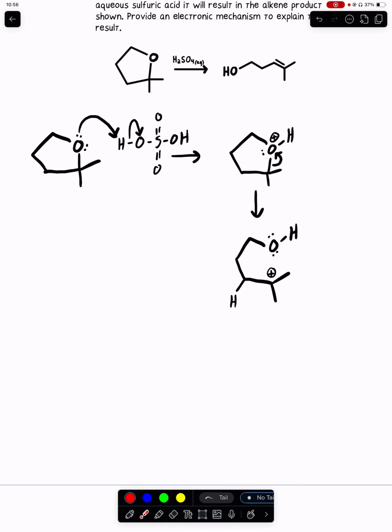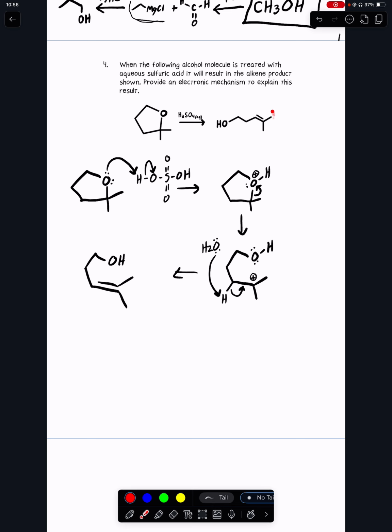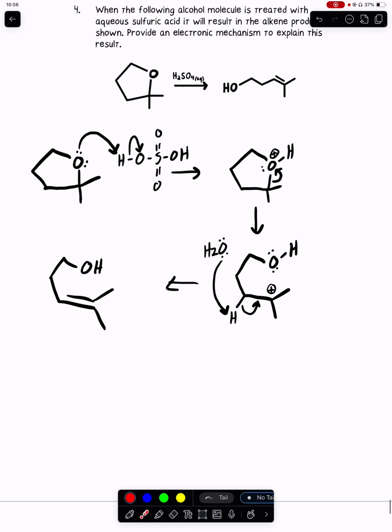It could be the conjugate base of sulfuric acid. It could be water. It could be the starting ether. Something in here with lone pairs is going to remove that proton. I'm just going to show water doing it. So it's going to grab that proton, form this double bond here, and that's going to give you, I'll keep it drawn the same, this structure right here, which is the product we're being asked for. So here we provided a logical mechanism for how this cyclic ether reacted with aqueous sulfuric acid to form this molecule right here.